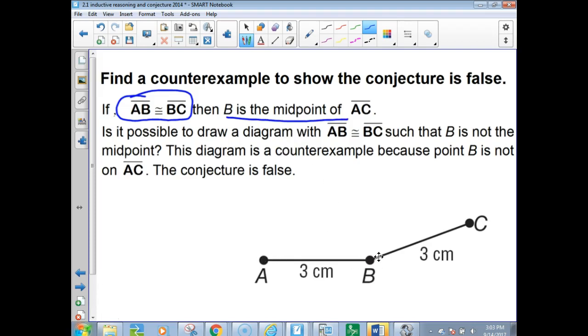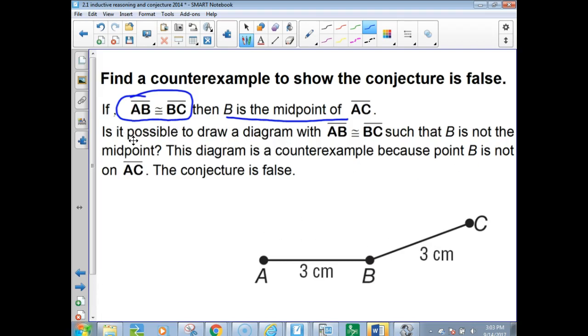So AB and BC here are the same length, agreed? They're congruent. But B is not the midpoint of segment A to C. It's not even on segment AC. B is not even on it. All right, so they don't have to be collinear.